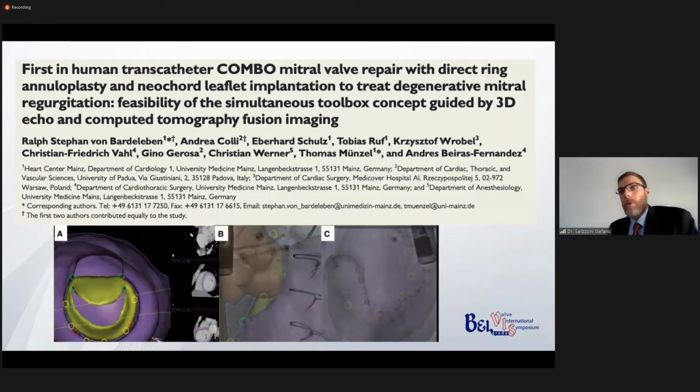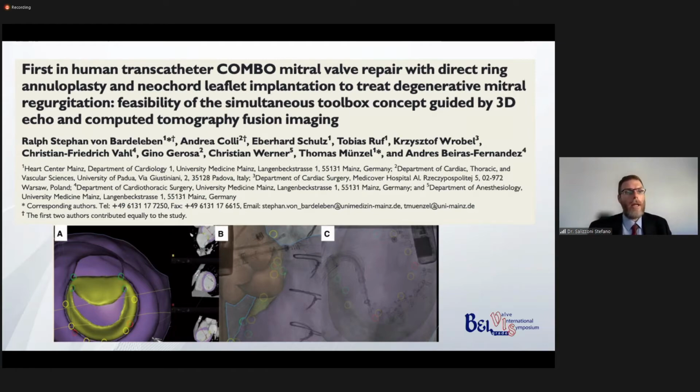This probably would be the future of the Neochord procedure. So a combined annuloplasty, transcatheter annuloplasty, and Neochord. So in this patient in which we have a prolapse and we don't have sufficient predicted coaptation, we can increase this coaptation by 4 or 5 millimeters to have a result superimposable to surgery, because in surgery the annuloplasty is mandatory and fundamental.